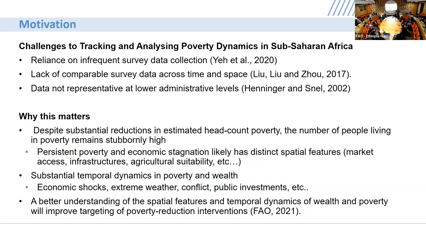And why does that matter? Well, poverty is obviously still very high in the region. That persistence of poverty and the economic stagnation associated with it probably has some pretty distinct spatial features. Market access, infrastructure, agricultural potential, and so on probably all influence these dynamics. There are also probably important temporal dynamics: economic shocks, extreme weather events, conflicts, and so on, which we're not necessarily picking up when we have two surveys done every 10 years. So we want to better understand the spatial and temporal features around poverty dynamics, wealth, and well-being generally, because that's ultimately critical for better targeting the interventions we want to address these challenges.